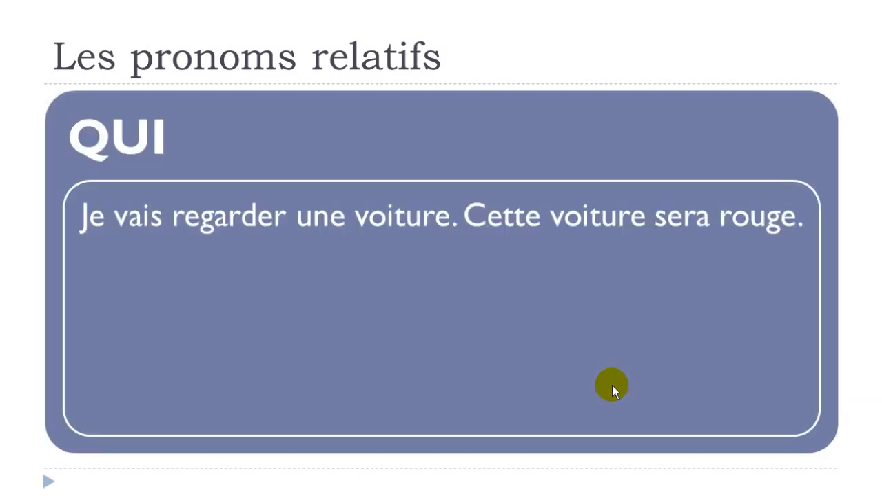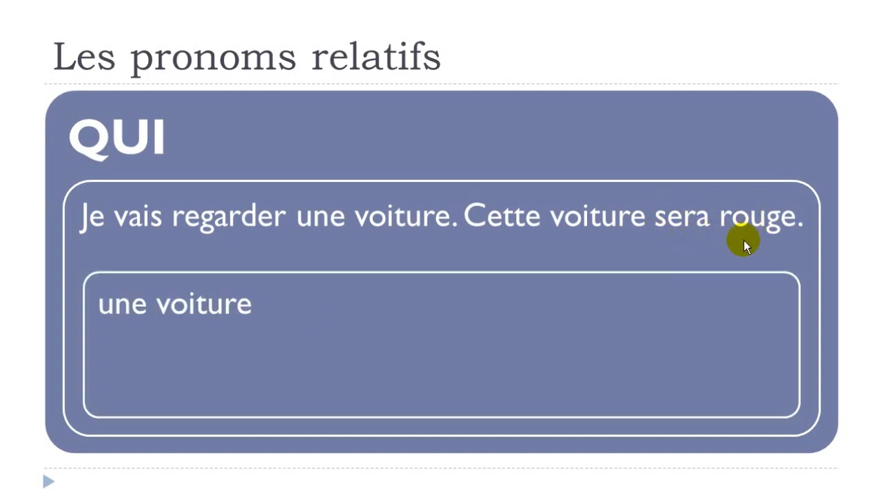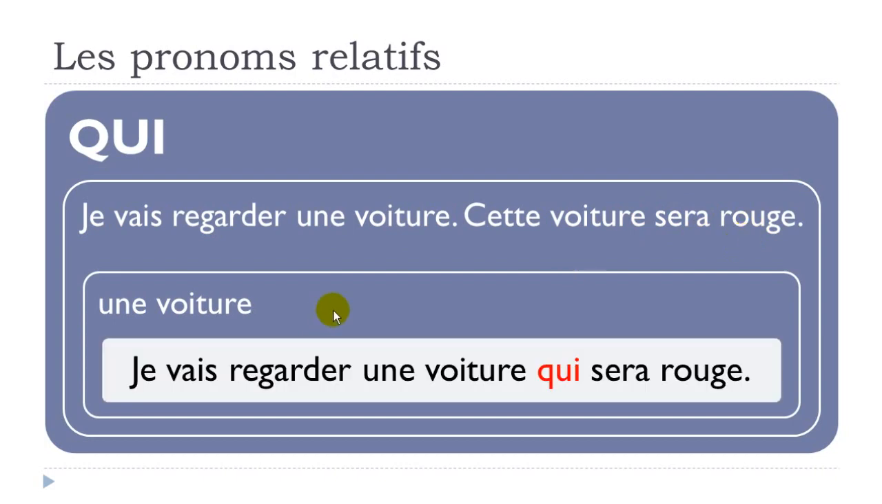Let's put that in the future. So, je vais regarder une voiture. So, I am going to watch une voiture. Okay? Cette voiture sera, so here you've got the real future, what we call futur simple, okay? So it's will be, sera rouge. Exactly the same thing, we don't want to repeat une voiture, so je vais regarder une voiture qui sera rouge.